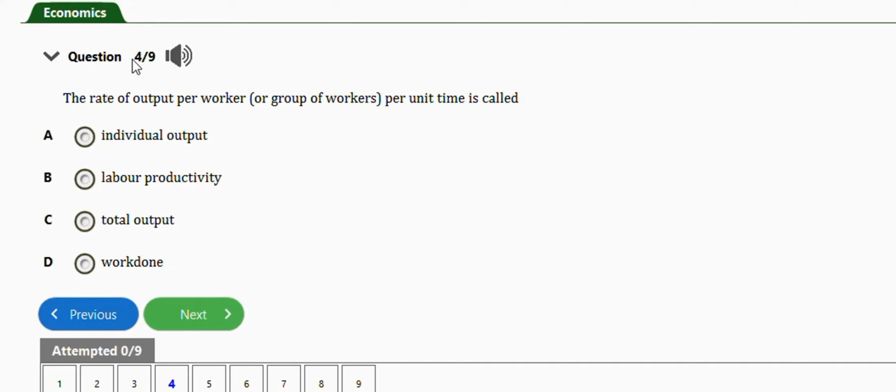Next question is this one. It says the rate of output per worker or group of workers per unit time is called. We have individual output, labor productivity, total output, work done. The right answer is individual output. Very important.